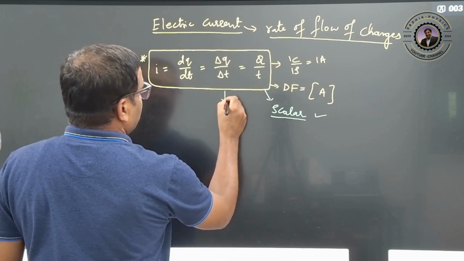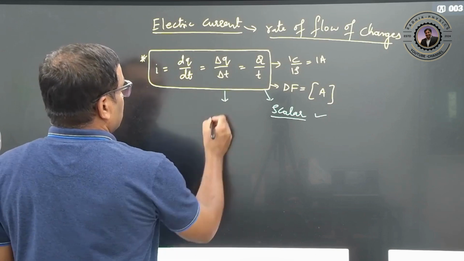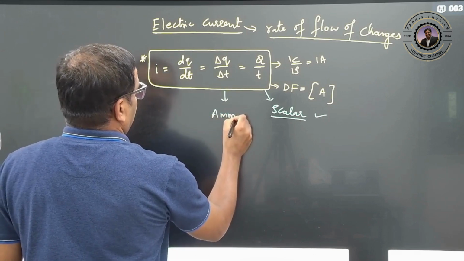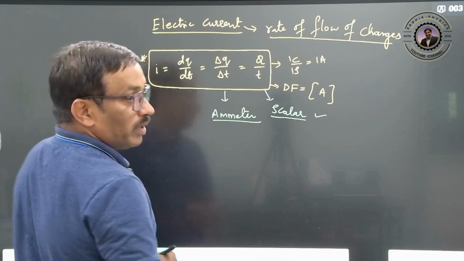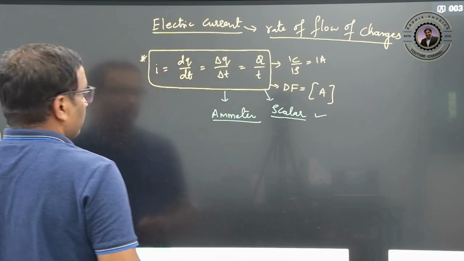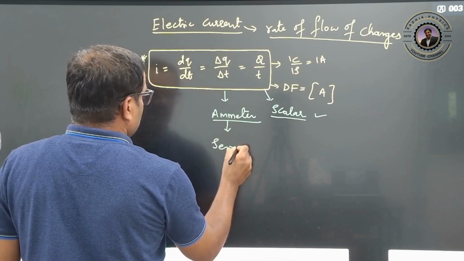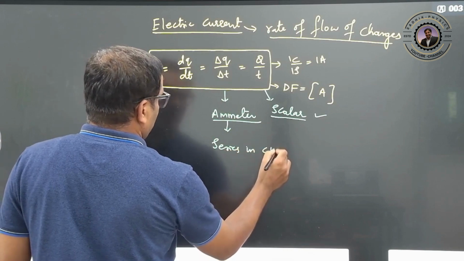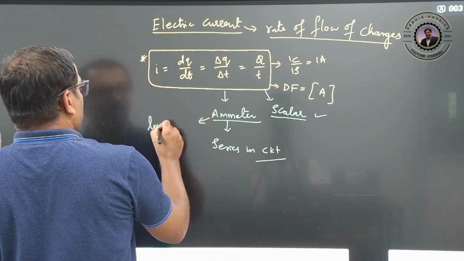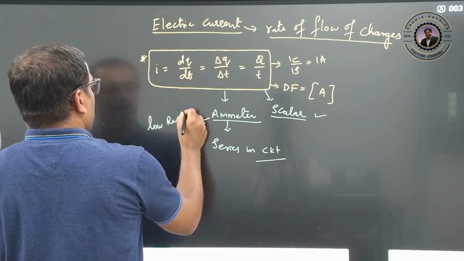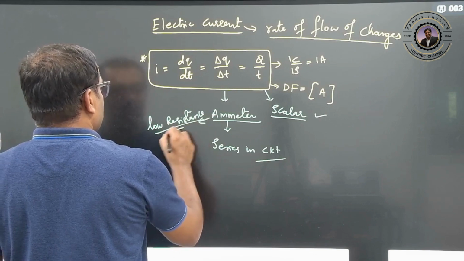And what is the device which is used to measure it? The device which is used to measure current is nothing but an ammeter. Therefore, the ammeter should always be connected in series in the circuit, and it should have very low resistance. Almost, resistance should be equal to 0.